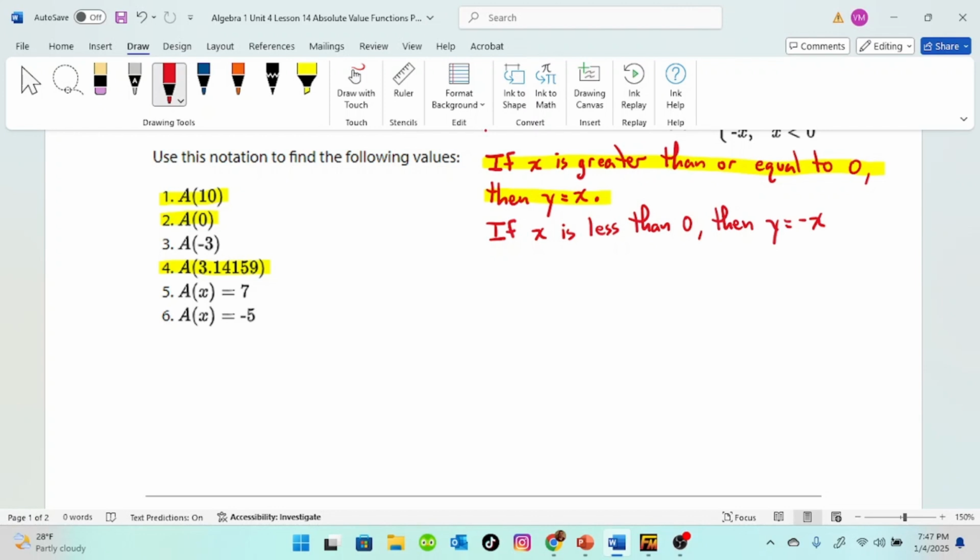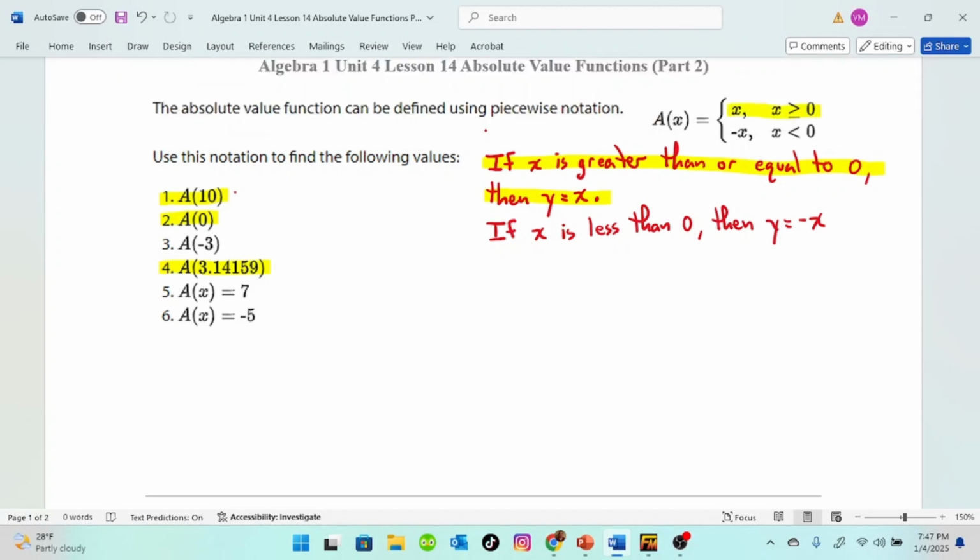remember that it said in these cases y would equal x. So if y equals x for number 1, then it equals 10. If y equals x in number 2, then it equals 0. And if y equals x in number 4, then it equals 3.14159. That's an abbreviated version of pi.